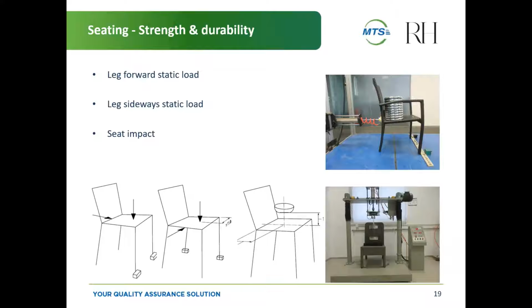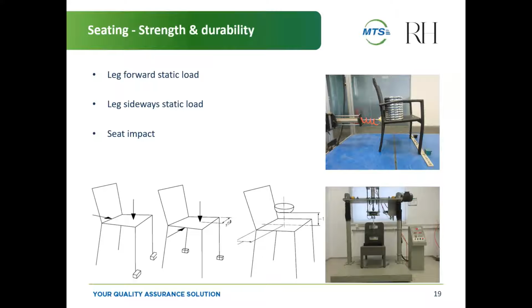Seating, strength and durability continued. The leg forward static load, the leg sideways static load, and seat impact. The weight, you can see the chair here is pushed down. You can see there's blocks in front, so they're trying to keep it from tipping forward, and they'll be applying weight. They put weight into the chair, as well as they're applying with the cylinder. They're pressing from the back or from the side, whichever test it's going to be for, making sure that it's not tipping, that it's not breaking, just to go through a durability again through multiple number of cycles to make sure after repeated use, the chair will still last.